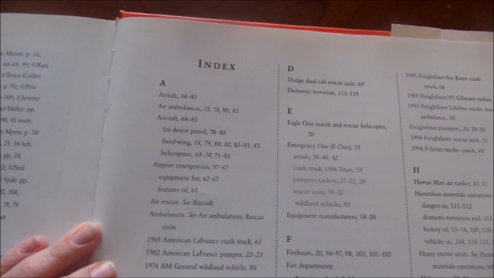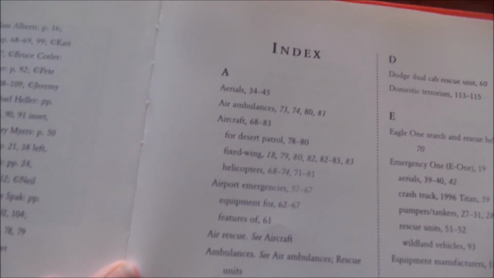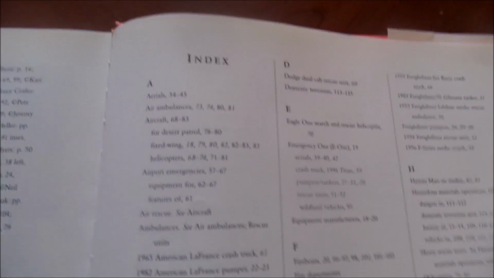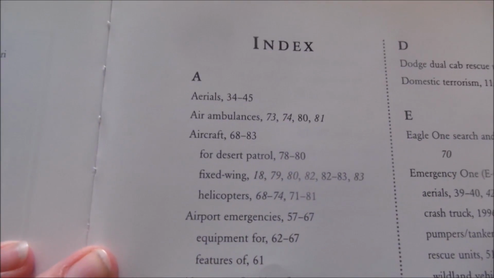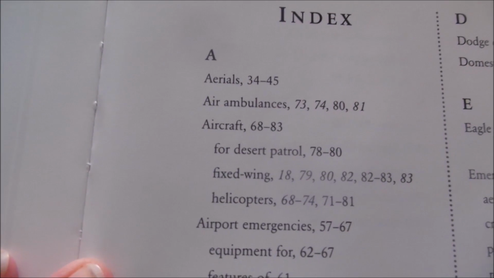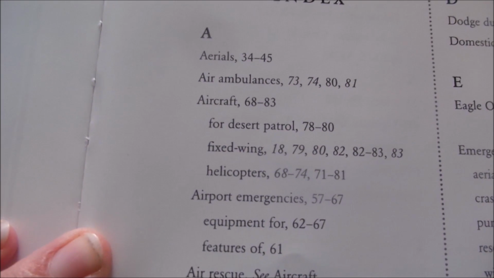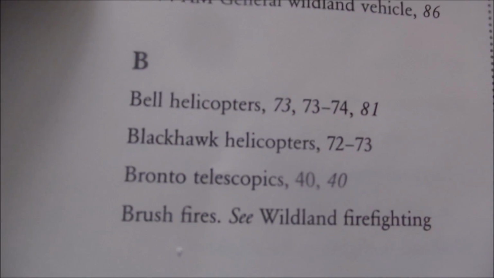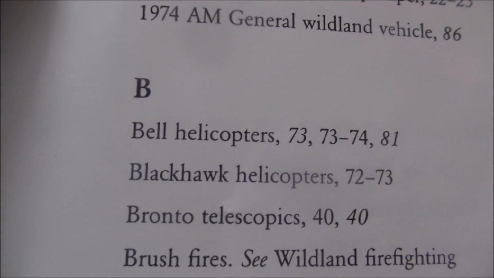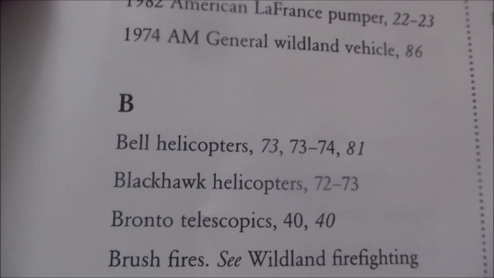The index is arranged alphabetically, and in this particular book there's the letter of the alphabet and then all the different topics that fall under that. For example, if I wanted to find information about aircraft, pages 68 through 83 has information on aircraft. If I wanted information on Bell helicopters, it tells me pages 73 to 74, and 81.